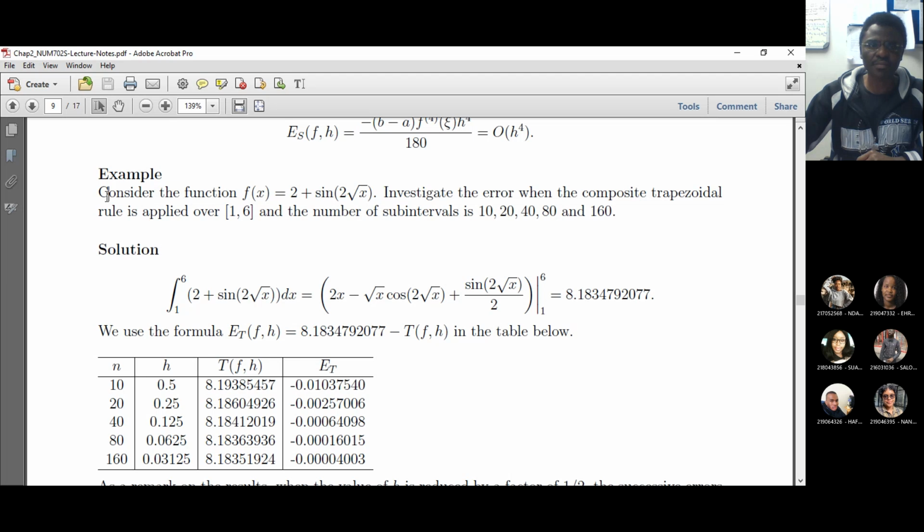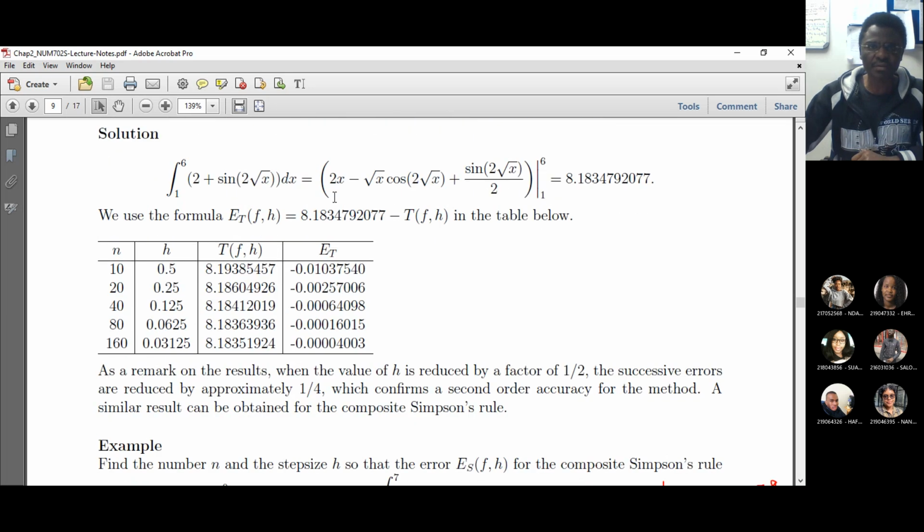tackled the same example. Recall this example: f of x equal to 2 plus sine of 2 square root of x over the closed interval. We use the exact value of this definite integral to evaluate the error term. We just use the definition of a quadrature rule, whereby the integral is equal to the rule plus the error term. So from that, we extracted the error term, which is the difference between the exact value of the definite integral minus the rule, the trapezoidal rule in this case.